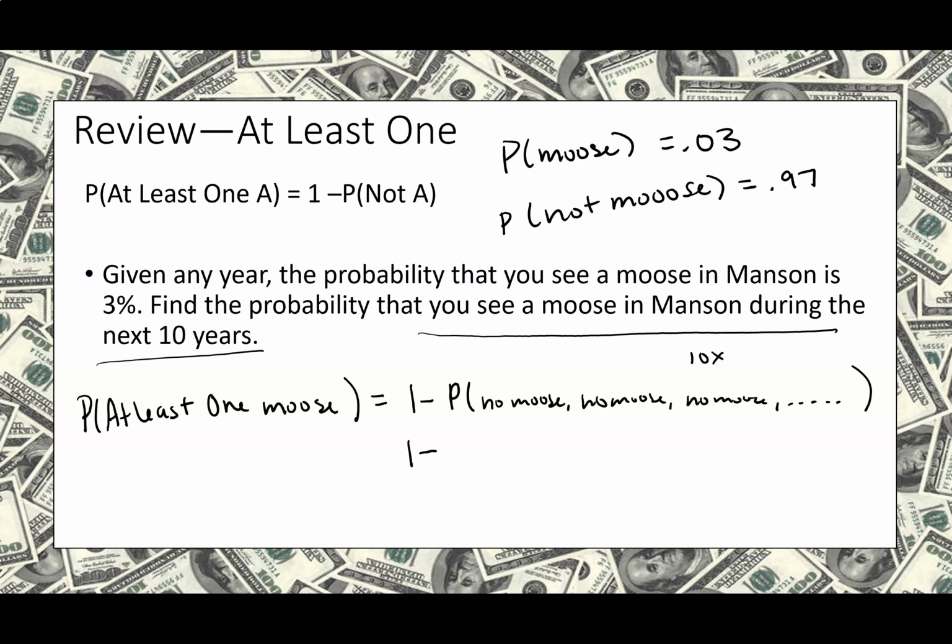That's going to be 1 minus, well, no moose is going to be 0.97 times 0.97 times 0.97, and I'm going to do this 10 times, or I can stop that nonsense and just say, hey, if I'm multiplying something by itself 10 times, I'm just going to have that raised to the 10th power. When I do that, I get 0.26257, and that reduces to 26.26%.